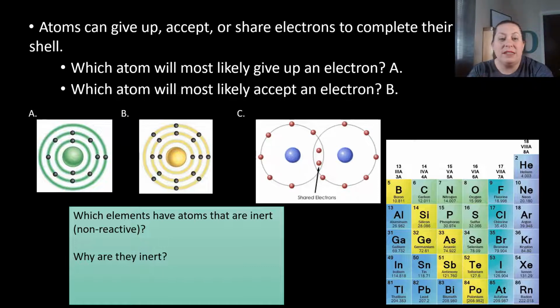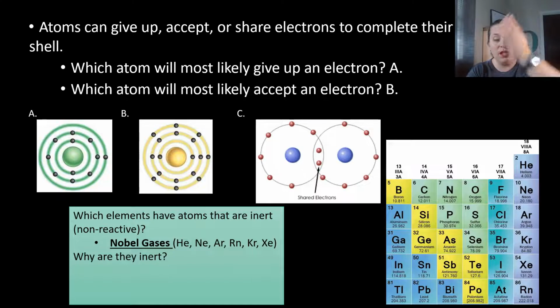So which elements have atoms that are what we call inert, non-reactive elements? Well, guys, these are the ones who have 8 electrons already. They don't need any help getting them. So these are known as the noble gases. And if you look at them, they are in column 8, which tells you they have 8 electrons in that outer shell. These noble gases are things like helium, neon, argon, those sort of things.